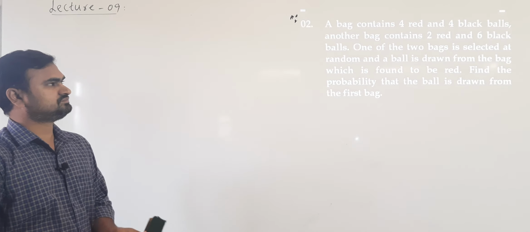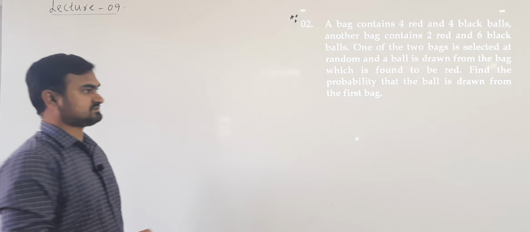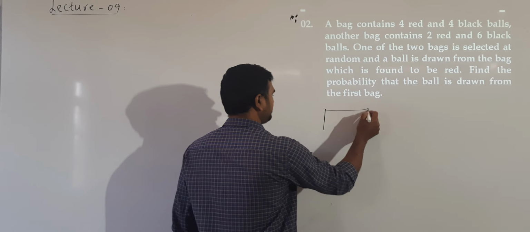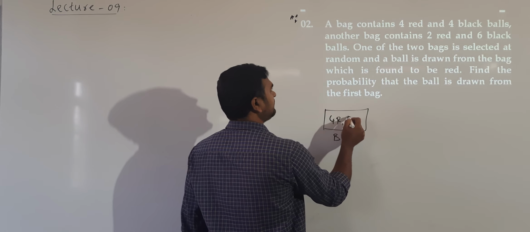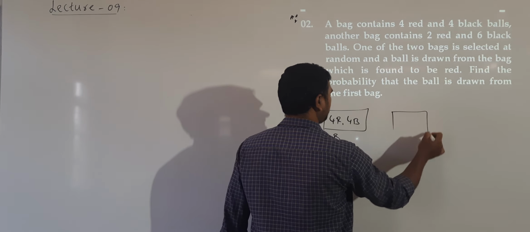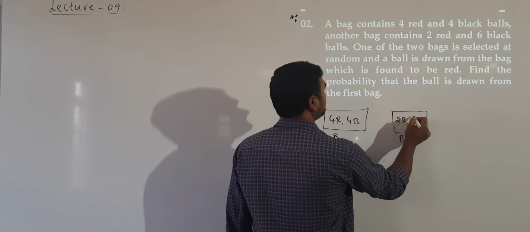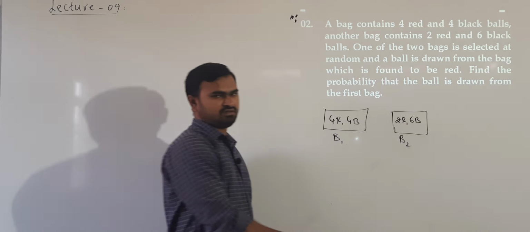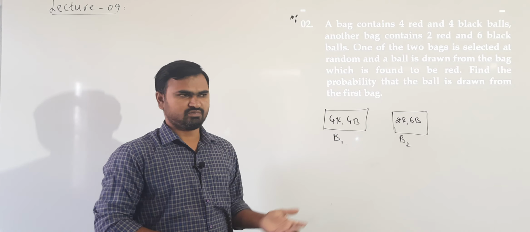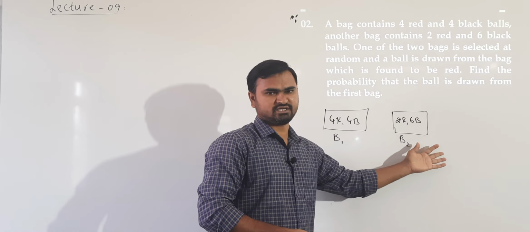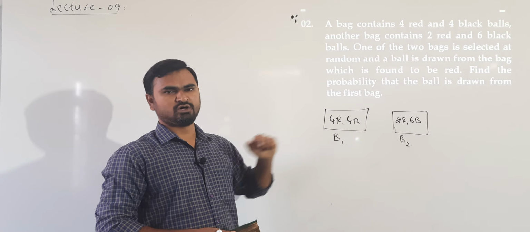So there is a bag containing 4 red and 4 black balls. Actually there are 2 bags. Suppose this is the first bag, which contains 4 red and 4 black balls. There is a second bag, suppose B2, which contains 2 red and 6 black balls. Now one of the bags is selected at random. We don't know which bag it is. Maybe it is the first bag or maybe it is the second bag. From that we are taking one ball.